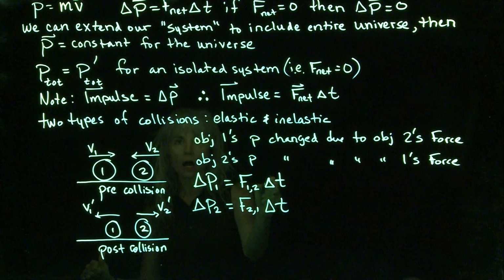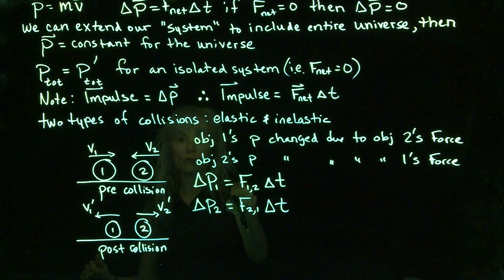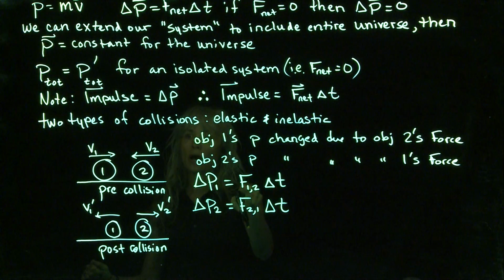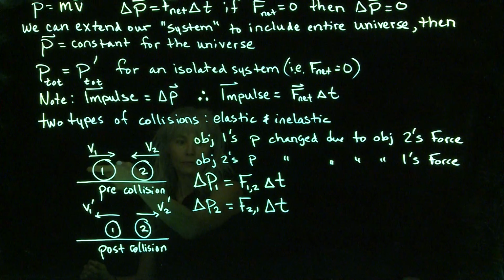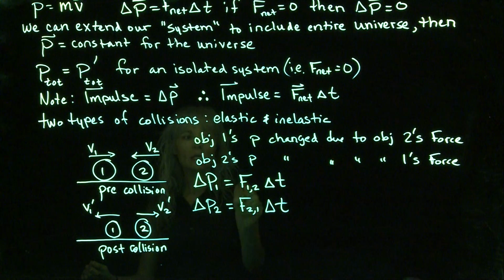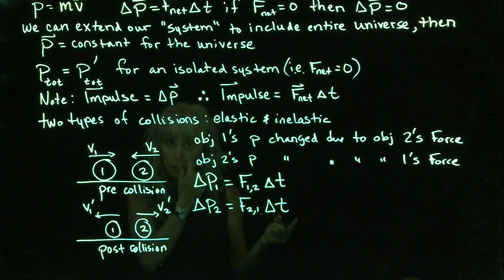These forces and times are equal to one another, so the magnitude parts of the right-hand sides of these two equations are the same, but the direction parts are different. The force exerted on 1 by 2, notice, is directed to the left. The force exerted on 2 by 1 is exerted to the right. So there's a negative sign difference between these two right-hand sides, but the magnitude parts are the same. So that means that the left-hand sides also have the same magnitude, but the signs are opposite.